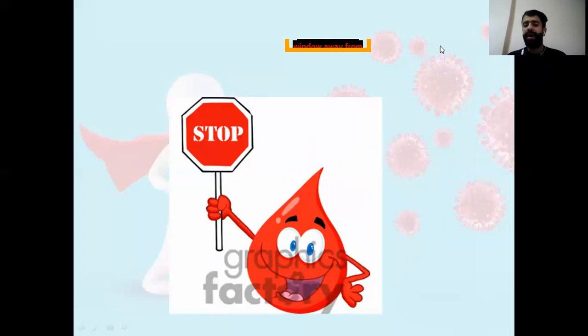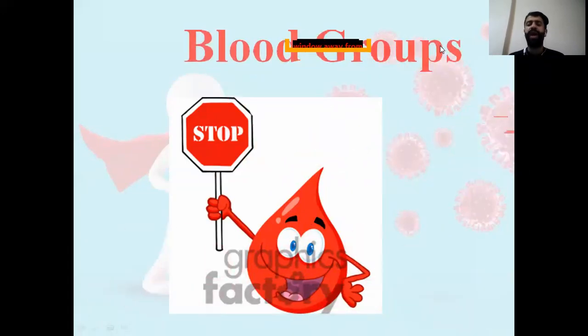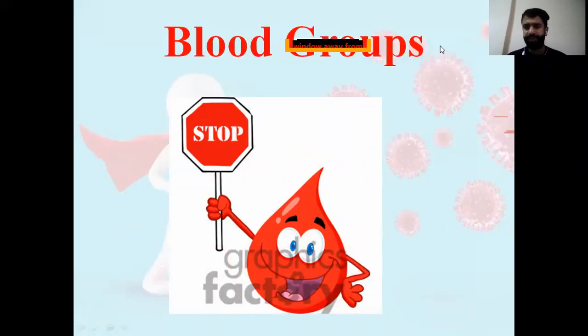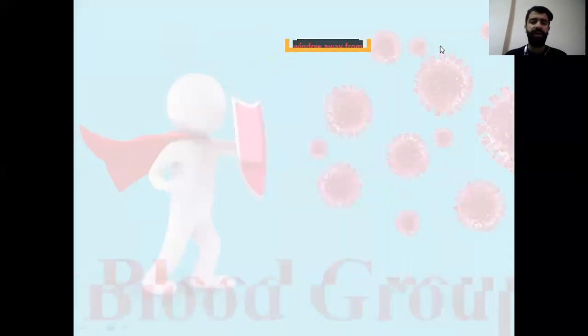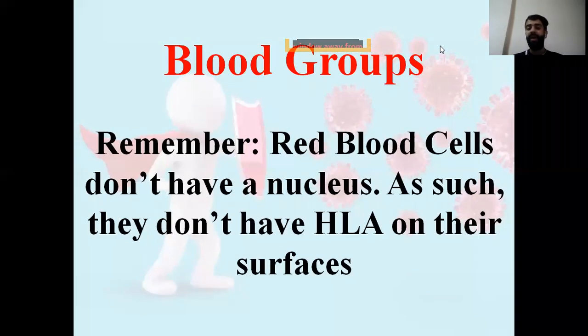Now, let's talk about the blood. All of you know that we have different blood groups. How many different blood groups do we have? We have 4: blood group A, blood group B, blood group AB, and blood group O. Remember that whenever we talk about blood cells, we said that the red blood cells don't have a nucleus, and they don't have HLA on their surface.